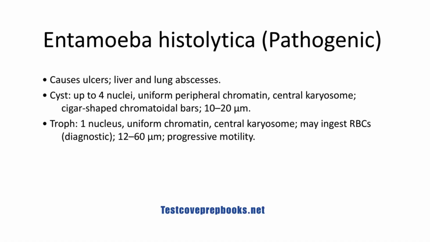Let's start with Entamoeba histolytica. This is a pathogenic amoeba. It can cause ulcers in the intestinal tract and can spread to form abscesses in the liver or lungs.